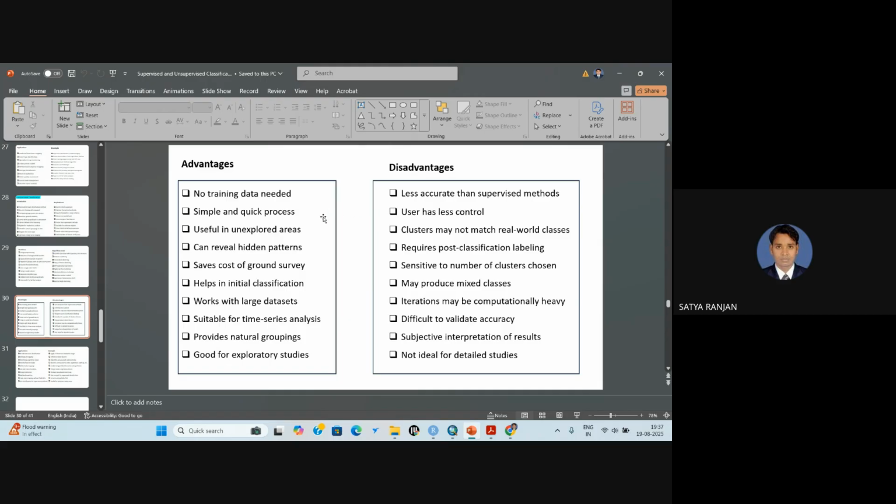So it is a simple and quick process, useful for unexplored areas, and can reveal hidden patterns and save the cost of ground survey. So no ground survey is needed.